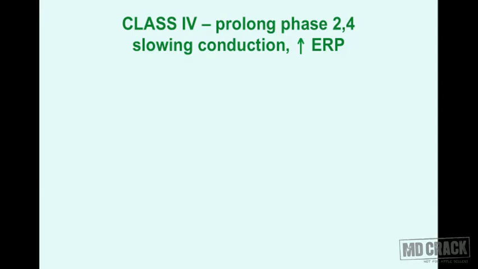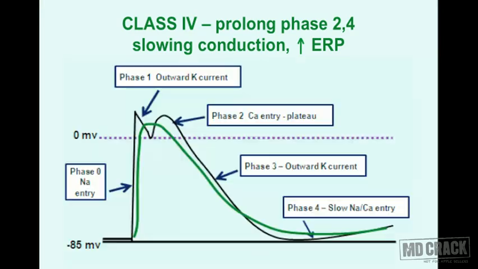Let's go to the next slide, and that's class 4. Class 4 are calcium channel blockers. So they are going to act on two phases. Look at the slide written on the top. Prolong phase 2. Phase 2 is the plateau achieved by the calcium entry, and prolong phase 4. That's the slow calcium entry. That's the diastolic depolarization. These drugs decrease the conduction, they slow the conduction, and they increase the effective refractory period.